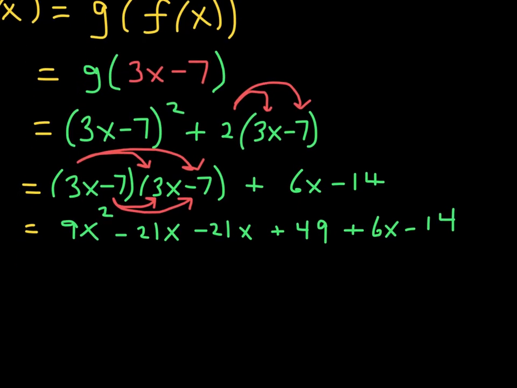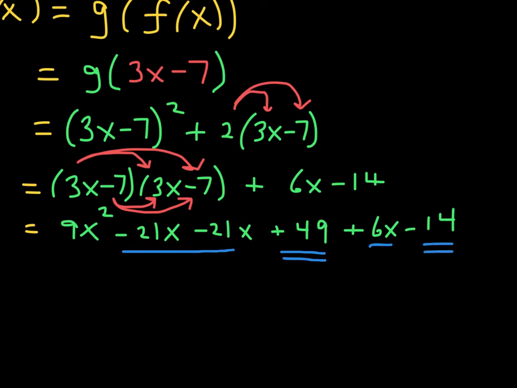So what we have here, let's see. We can combine these two like terms right there, and also with this one as well. So negative 21x, negative 21x, and then a positive 6x. At the same time, we can combine these constant terms, positive 49 and negative 14.